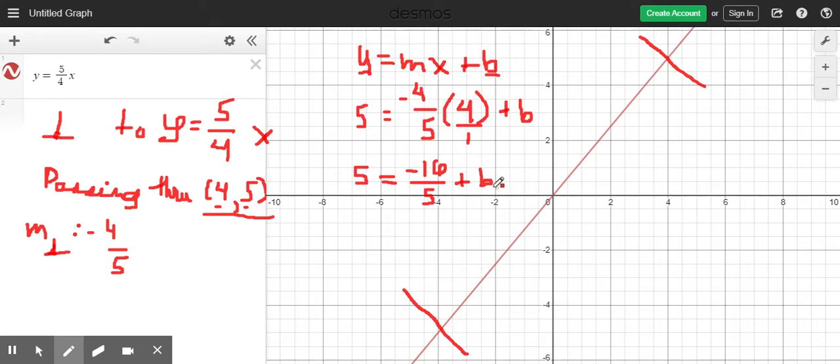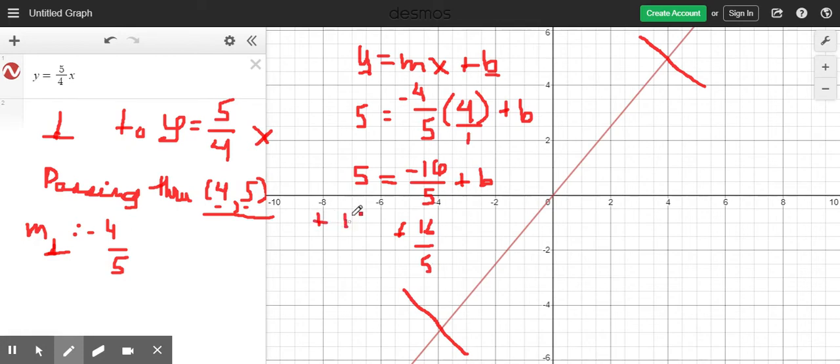Now we need to get the b alone on one side of the equation. That's what it means to solve. Let's get your variable alone on one side. So we're going to add 16/5 to both sides of our equation.